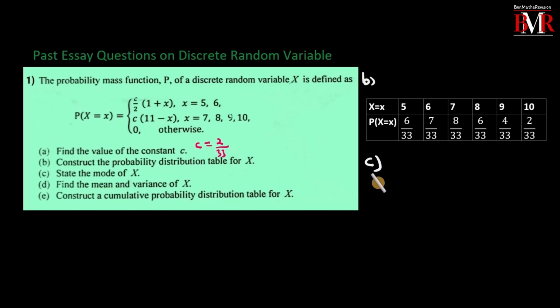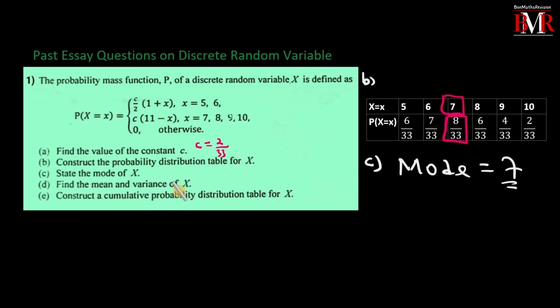By definition, the mode is the value of x with the highest probability, and from this table the highest probability is 8 all over 33. So I compare these fractions. Since they have the same denominators, I choose the one with the biggest numerator, and that is this one. Since the numerator is 8 and the value of x corresponding to this is 7, it means the mode of x is 7.